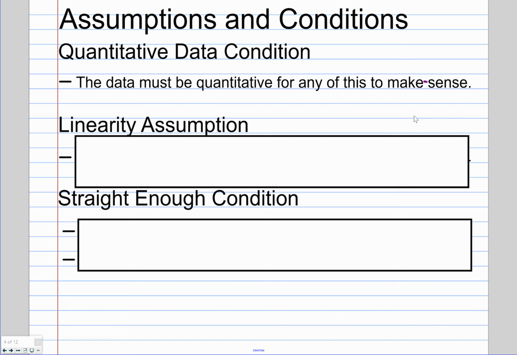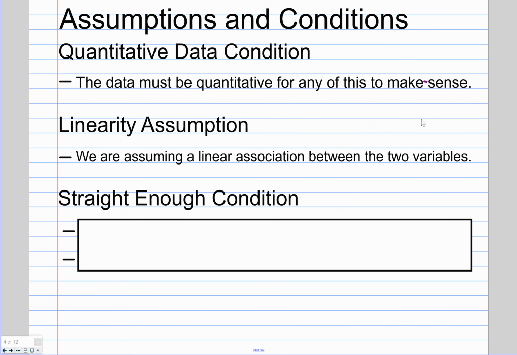So that's the first thing you're checking. Now the next thing you're going to check, after you assume this linearity, is the scatter plot. I know it's been a long time, but we're about to make a scatter plot.